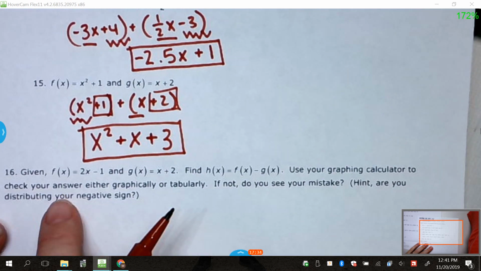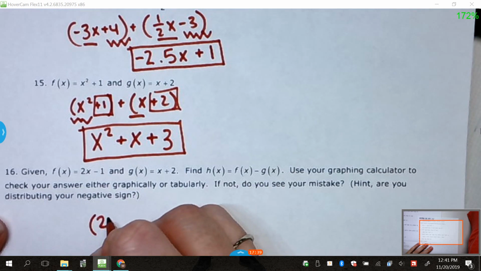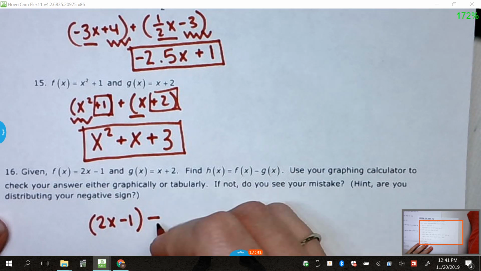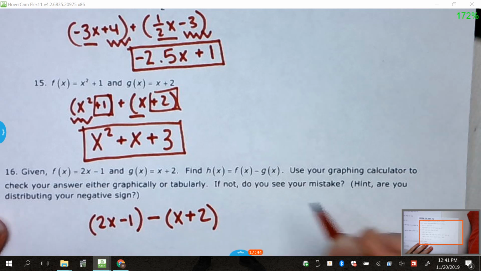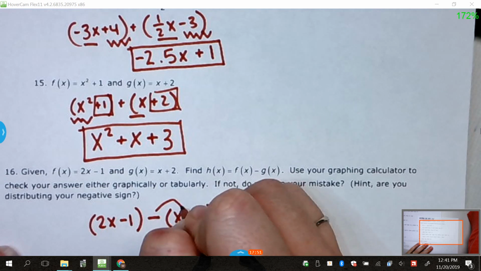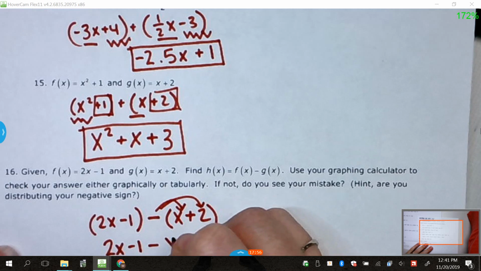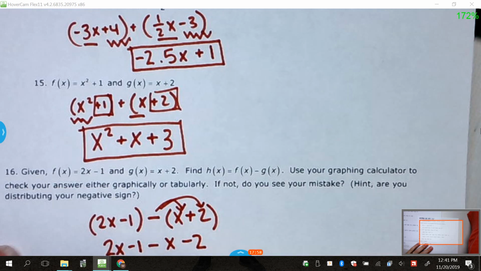Okay, 16. It says, given these, find f of x minus g of x. Okay, use your graphing calculator, check your answer, your graph calculator table. If not, do you see your mistakes? Okay, so you have to distribute the negative sign. So this gives me 2x minus 1 minus x minus 2. So this is like this. This is like this. So 2x minus 1x is 1x. Negative 1 minus 2 is negative 3.